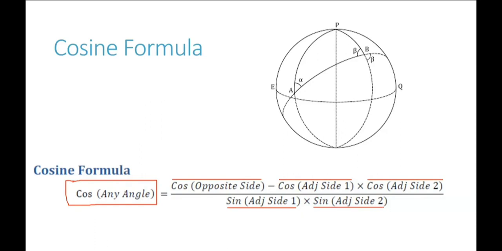So how do we understand this formula? What is the opposite side? What is the adjacent side? Now for this, you have to assume any one angle in this triangle.